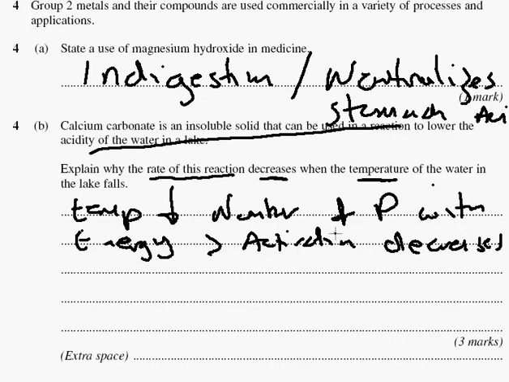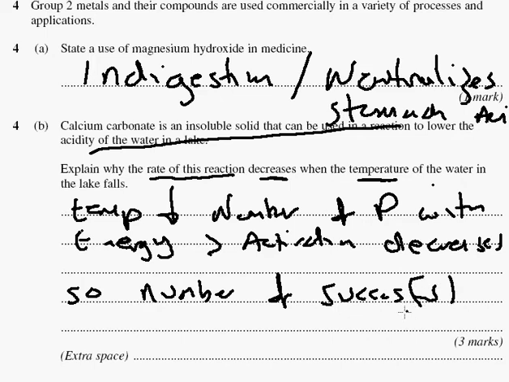And a third one, and the final mark, so we've got 2 marks here. We're talking about the number of particles with energy greater than the activation energy decreases, so the number of successful collisions decreases, or are less. So the number of successful collisions are fewer.